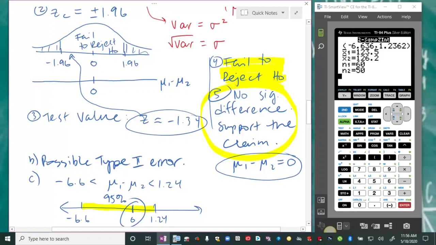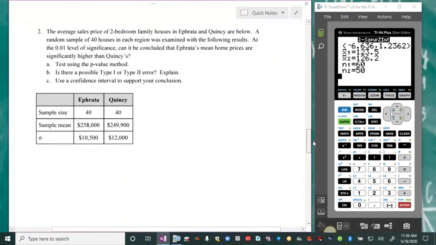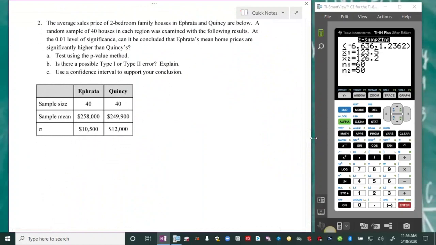So it does support my conclusion because 0, which is what I found from my test, my expected difference, lives in that confidence interval. Let's go on to another example. Number 2. So number 2, the average sales price of a 2-bedroom family home in Ephrata and Quincy are shown below. Random samples of 40 houses in each region was examined.